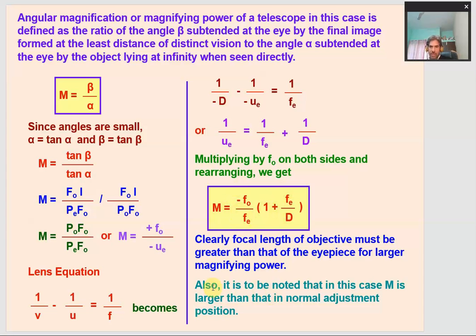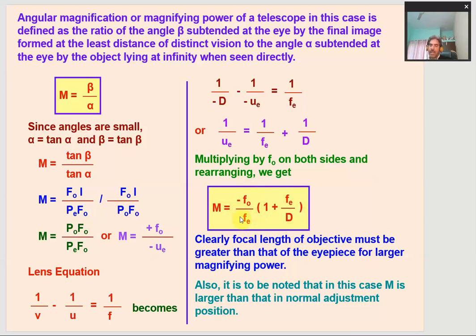So we see that the focal length of the objective, from here if we try to understand how the magnification of a telescope can be increased, we can decide that by looking at this formula. Let me just explain it once more. If the focal length of the objective is more and the focal length of the eye lens is short, in that case the magnification will be higher.